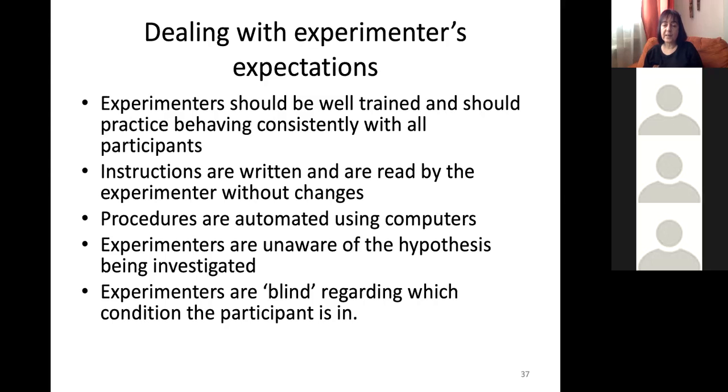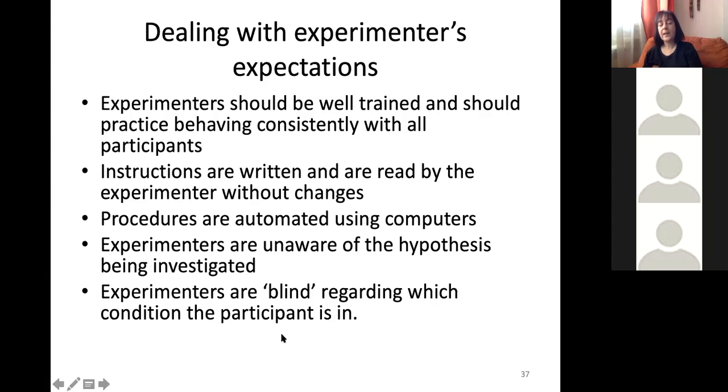They should read, and if needed, repeat the instructions. We could try to use computers and computerized presentation of the stimuli and computerized scoring of the results, again to prevent that experimenter's bias. As I told you, experimenters should be unaware of the hypotheses that are being investigated.